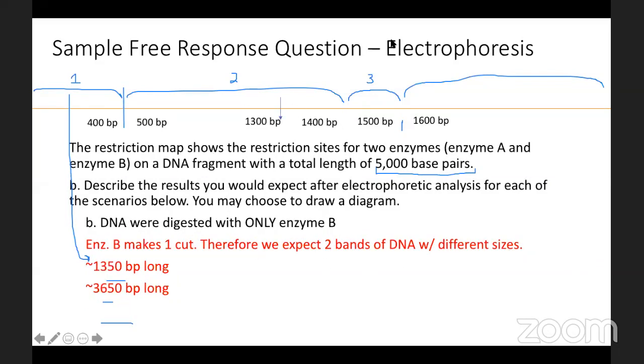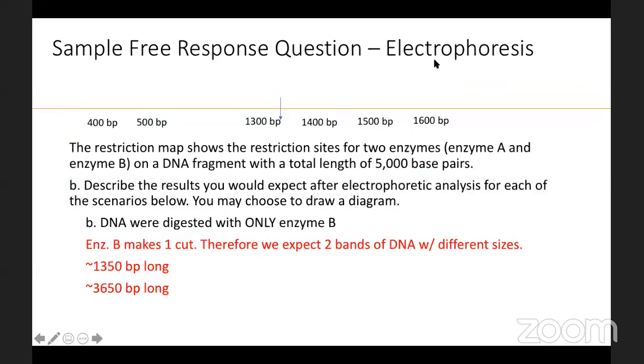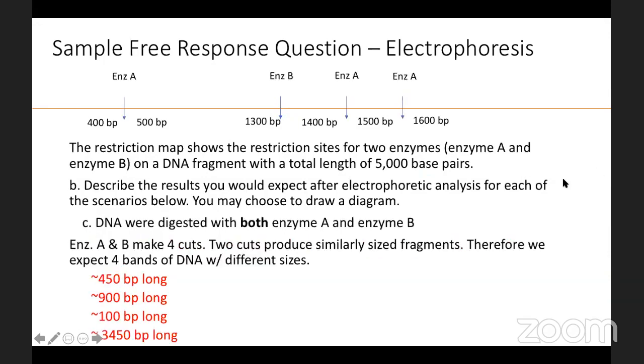B asks us to figure out what the result will be if you only cut with enzyme B. Remember, B only has one restriction site at around 1350, so we're going to be splitting the DNA into a 1350 base pair long fragment and a 3650 base pair long fragment. Then they ask us what's going to happen if we double digest.